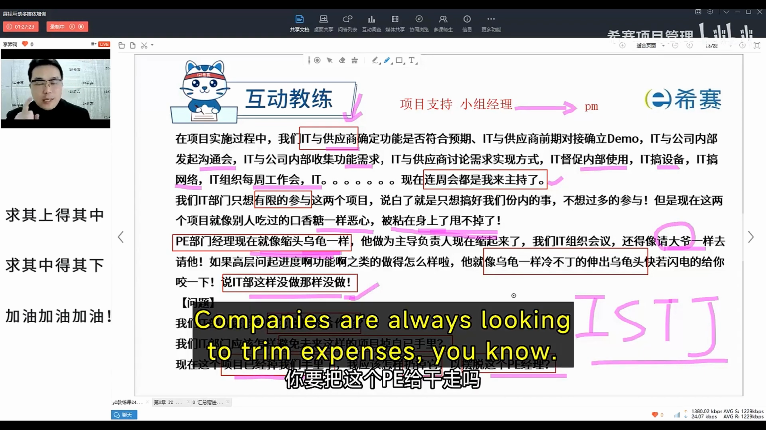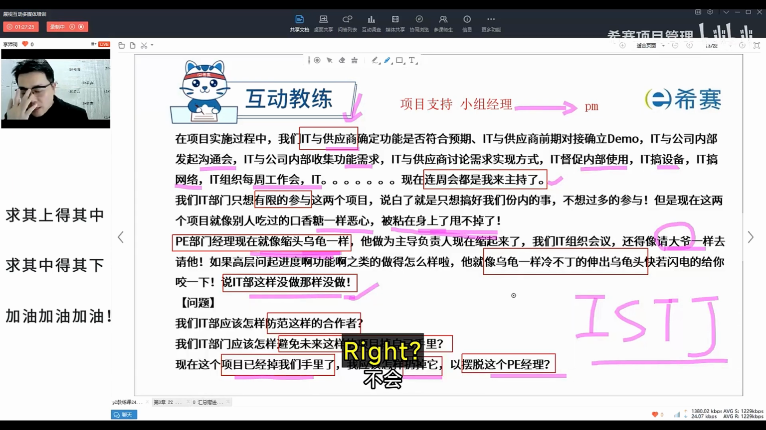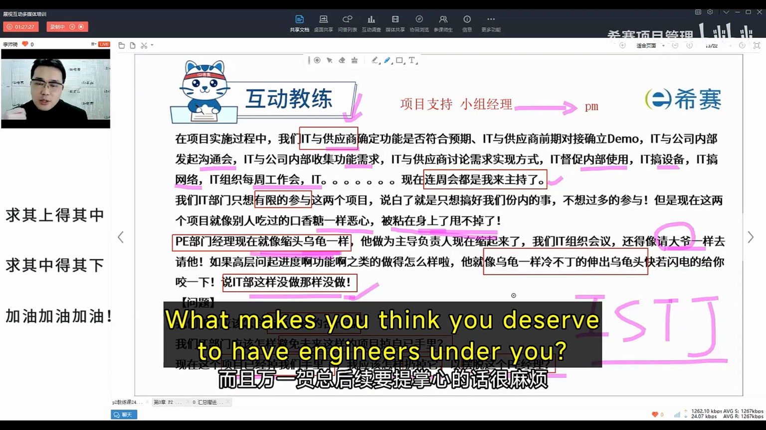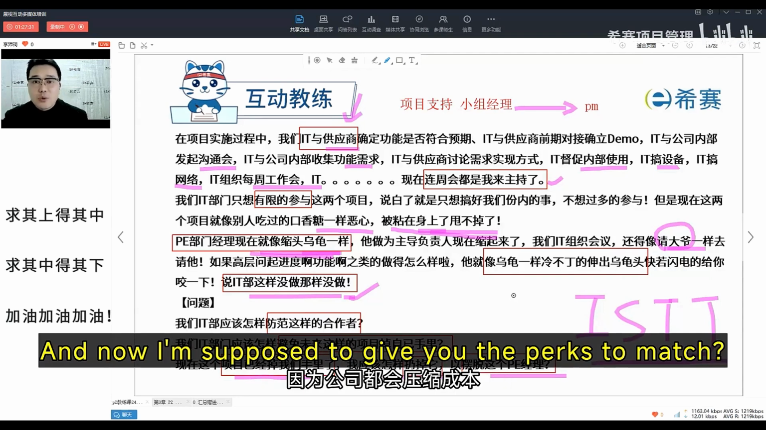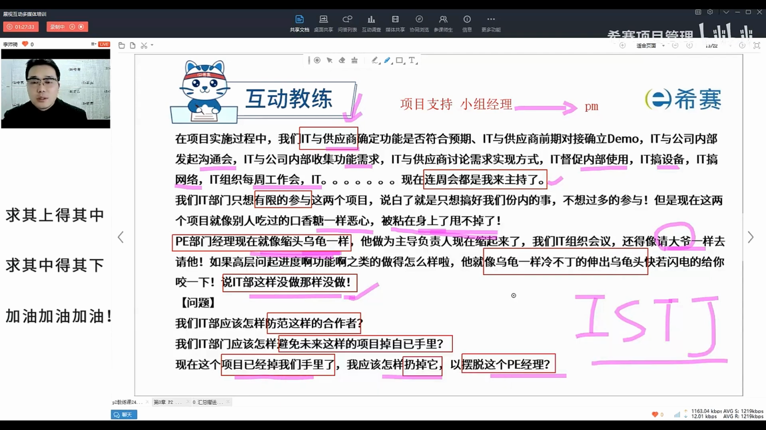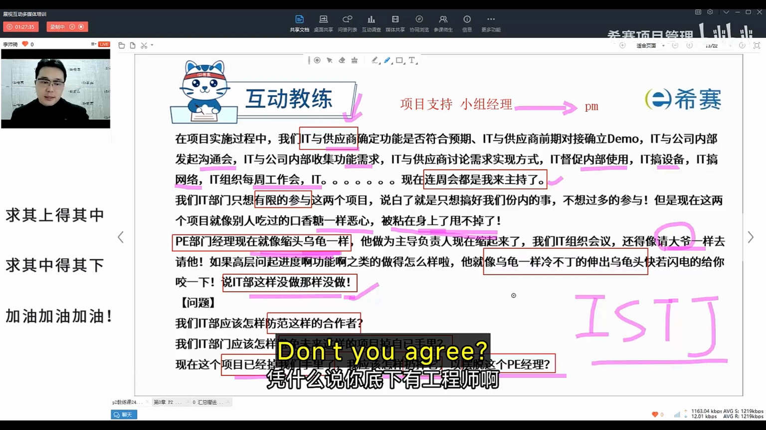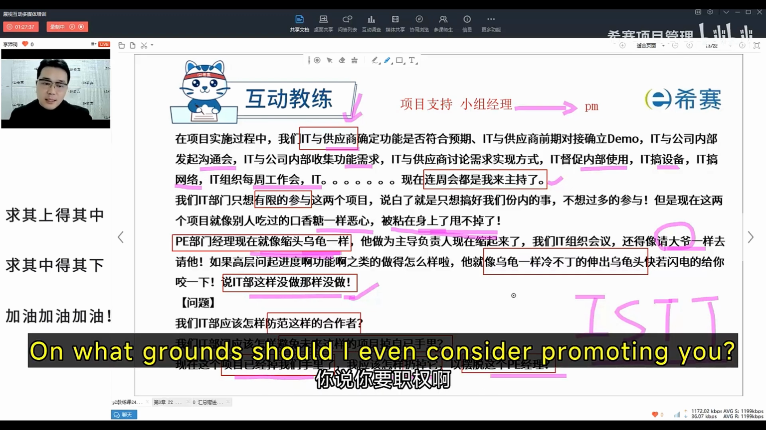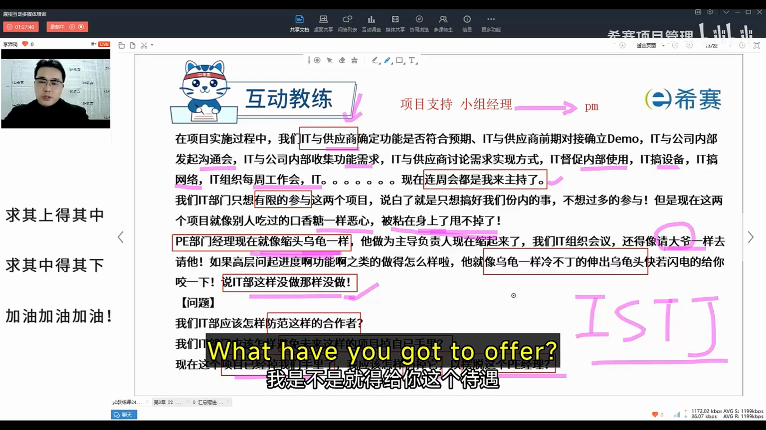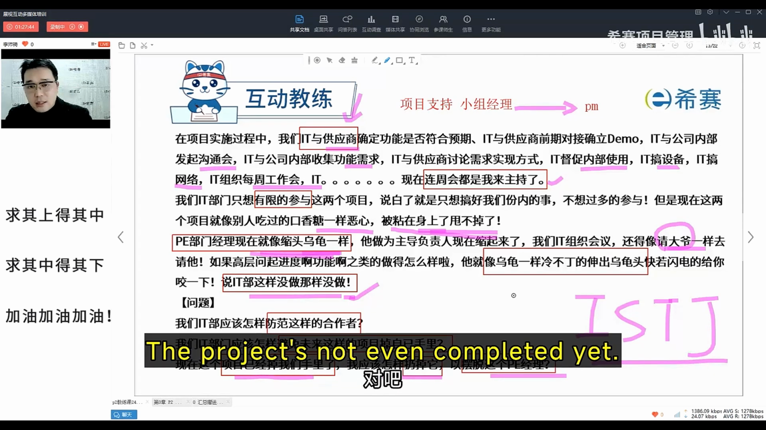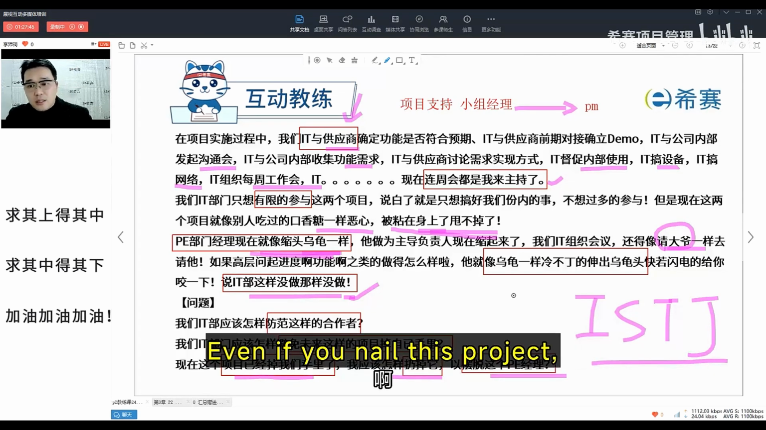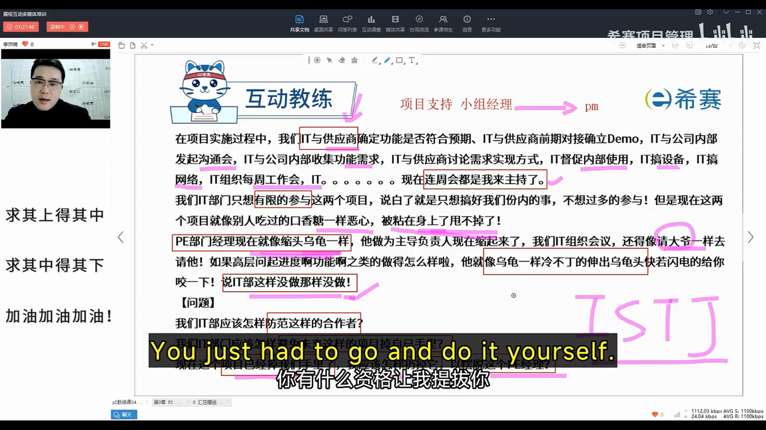Companies are always looking to trim expenses, you know. Matt, what makes you think you deserve to have engineers under you? So you're asking for more authority, huh? I give you the position and the power that comes with it. And now I'm supposed to give you the perks to match? Well, it's certainly not happening right now. Don't you agree? On what grounds should I even consider promoting you? What have you got to offer? What makes you qualified for a promotion? The project's not even completed yet. Matt, even if you nail this project, I never even asked you to take it on. You just had to go and do it yourself.